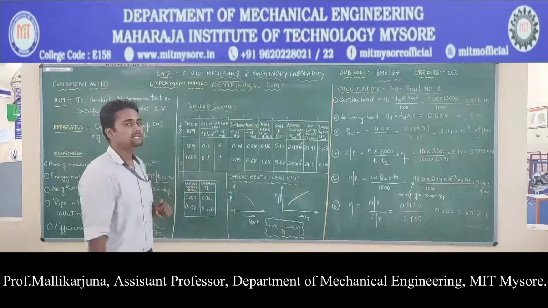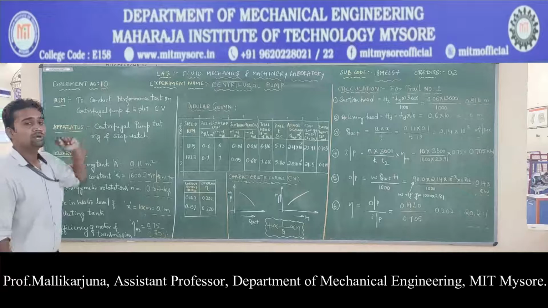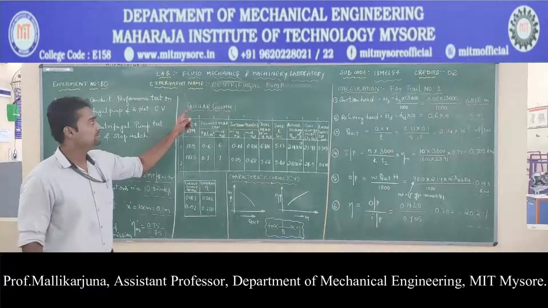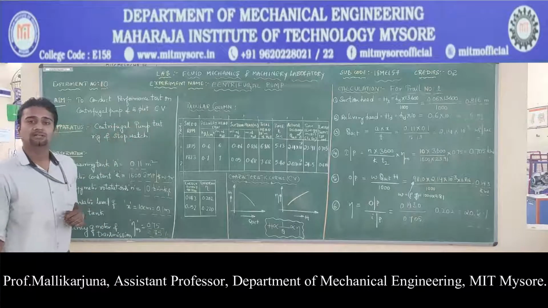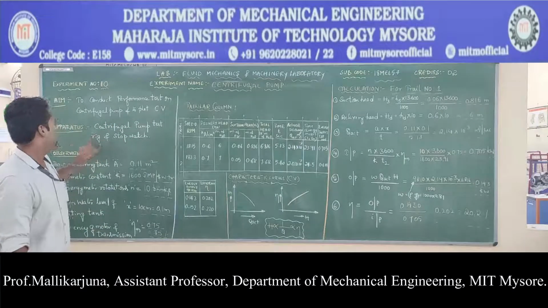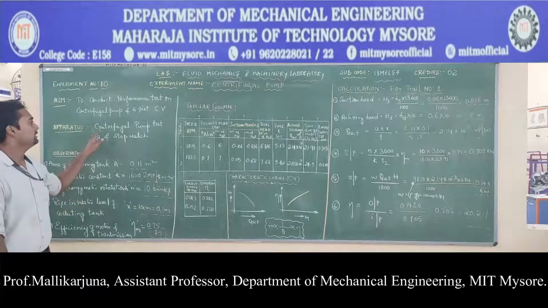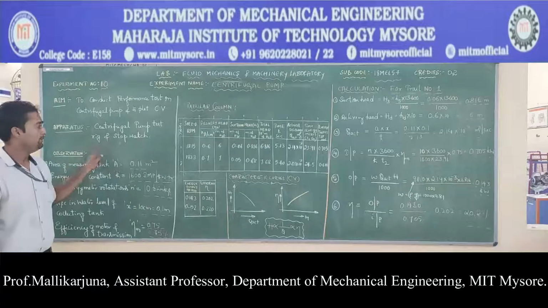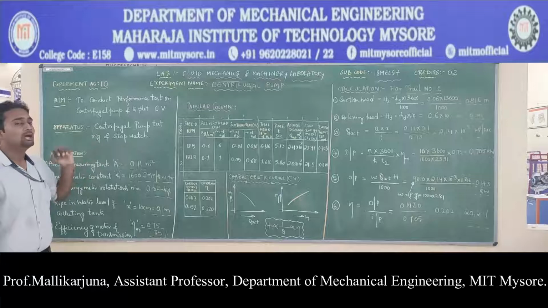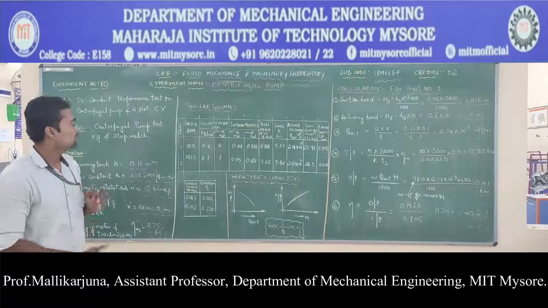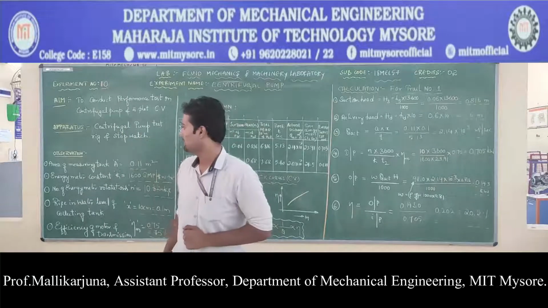Now let us move towards the experimental part. The aim of the experiment is to conduct the performance test for the given centrifugal pump and to plot the characteristic curves. The apparatus that we are going to use to conduct the performance test are the test rig of centrifugal pump and a stopwatch. So this is the aim and this is the apparatus. Let us look at the various observations that we need to make while conducting the experiment.